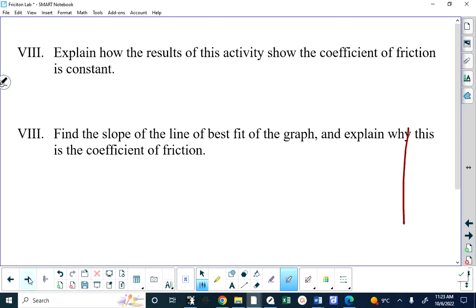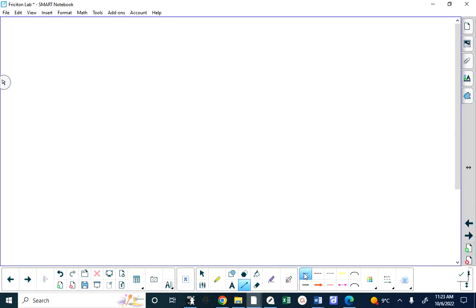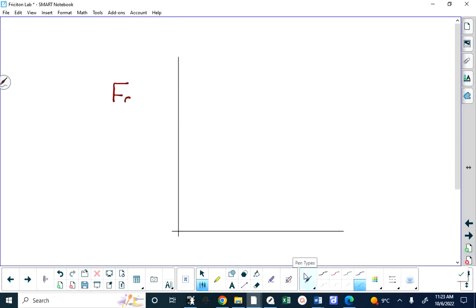Let's take a look now at 3 and 4. How is your graph going to show you that the coefficient of friction is constant? And I'll give you a hint. Your graph is force of friction as a function of normal force, and the force of friction is supposed to be equal to the coefficient of friction times the normal force.